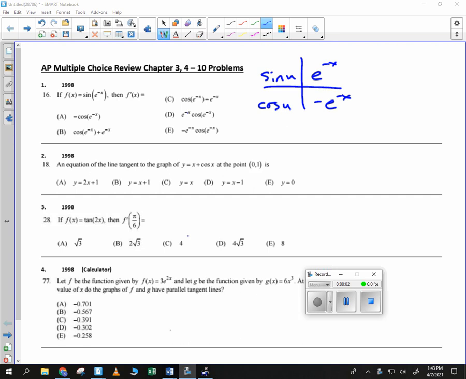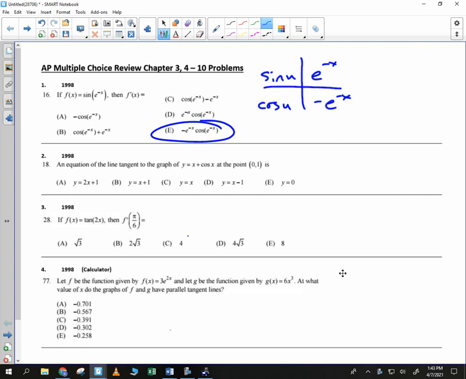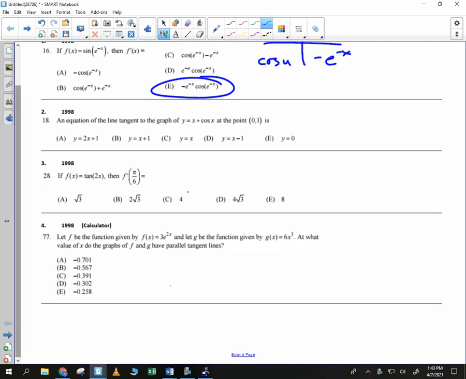For those who are at a distance watching right now, you can see that the derivative will be letter E. Problem number 2 says, an equation for a line tangent to the graph at point (0, 1). An equation for a line tangent means, so the D, it rhymes with derivative. The derivative of x plus cosine is 1 minus sine of x. So that's going to tell me my slope.